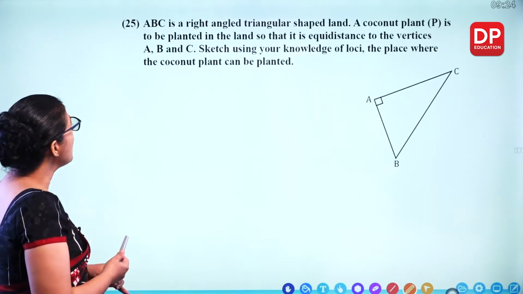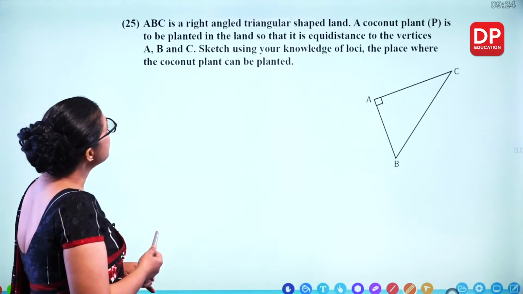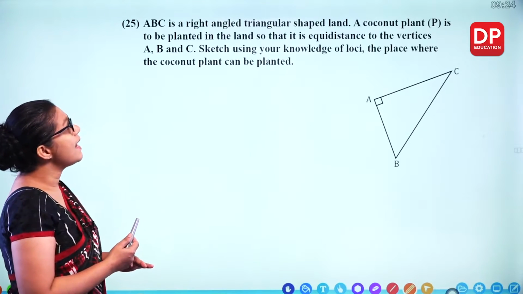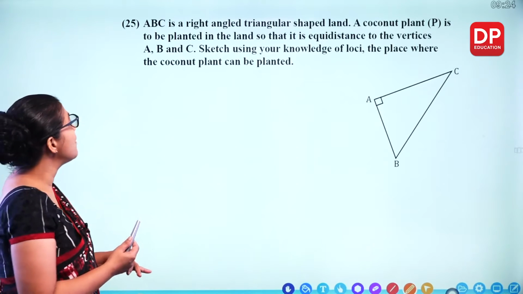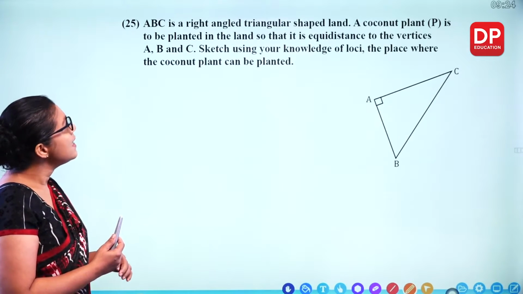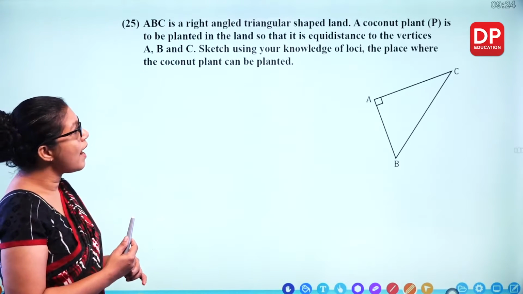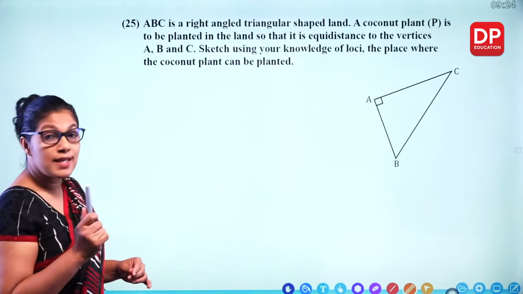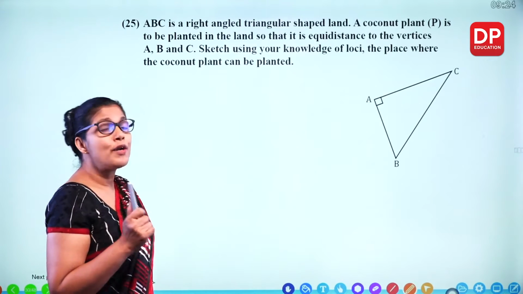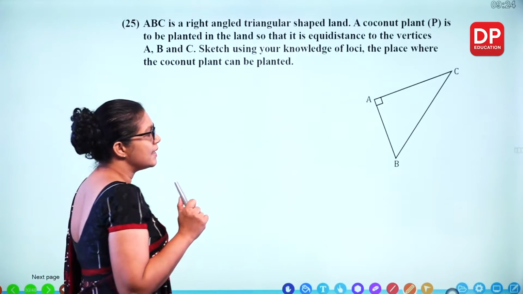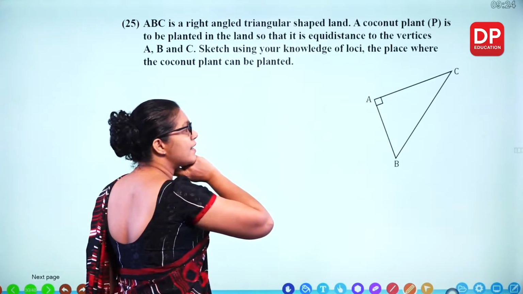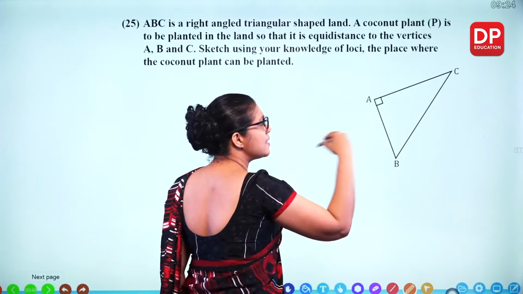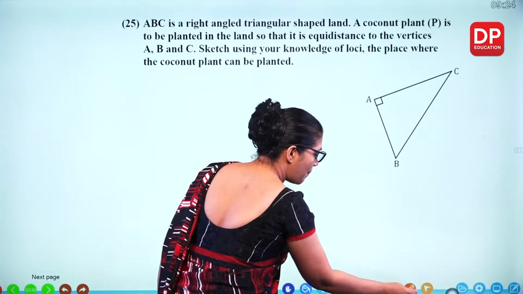Now we'll look at the last question in part A. ABC is a right angle triangular shaped land. A coconut plant P is to be planted in the land so that it is equidistant to the vertices A, B and C. Sketch using your knowledge of loci the place where the coconut plant can be planted. So equidistance means you have to think about perpendicular bisector. So if it's a right angle triangle, where do you get the perpendicular bisector for B and C points? So you draw the perpendicular bisector.